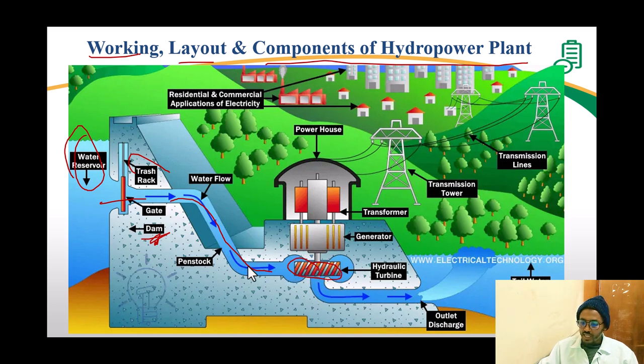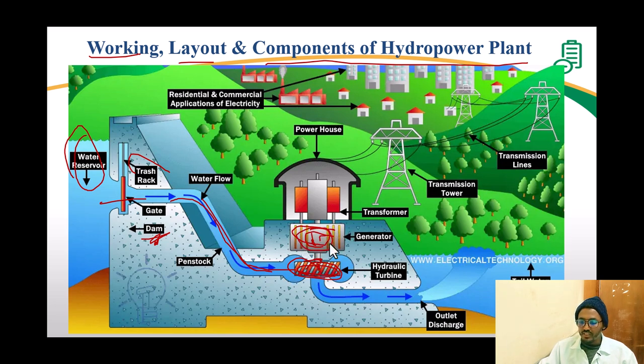As the water comes here, it has its own speed, right? As it hits this turbine, the shaft which is attached to the generator and to this hydraulic turbine starts to move due to the movement of the hydraulic turbine. So it starts the generator, right?